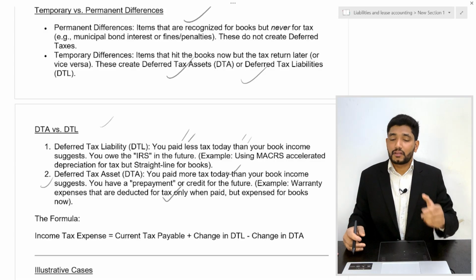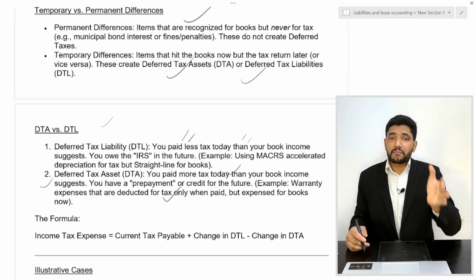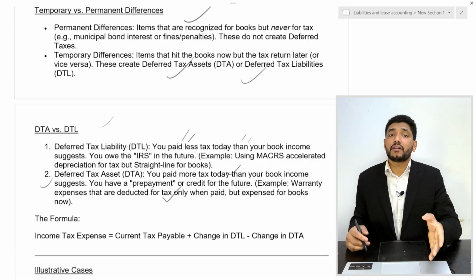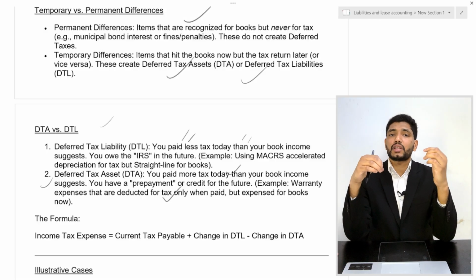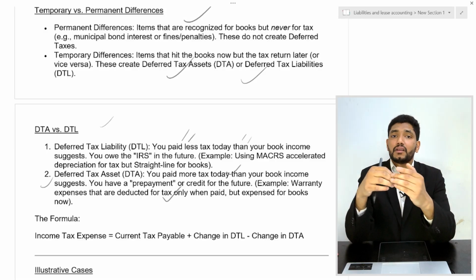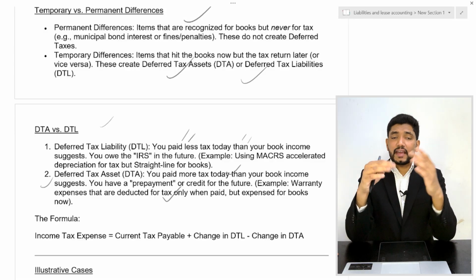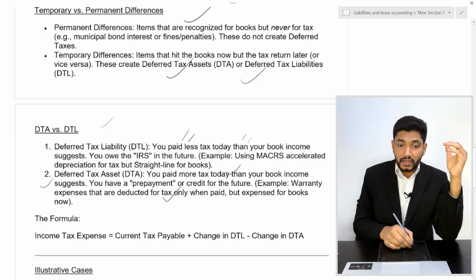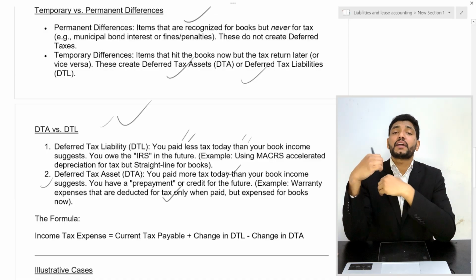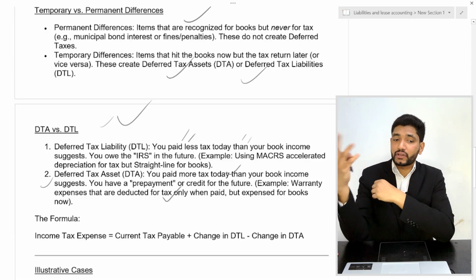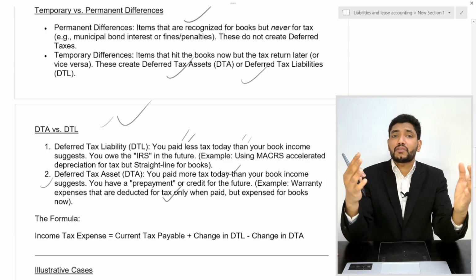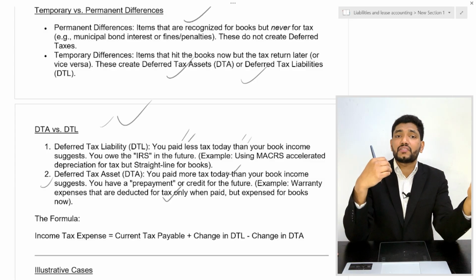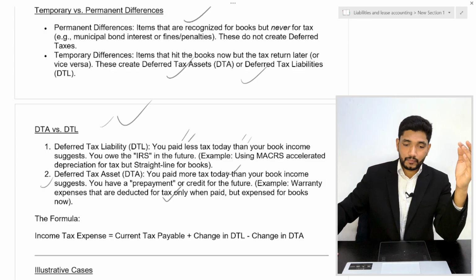Yeah, this is the case. In this case your taxable income will be higher than your net income. That means you paid more taxes than your book income. So, this is the case where the deferred tax asset will come. Deferred tax liability means you paid less tax compared to your book income, and the deferred tax asset will arise when you paid more taxes than your book income.